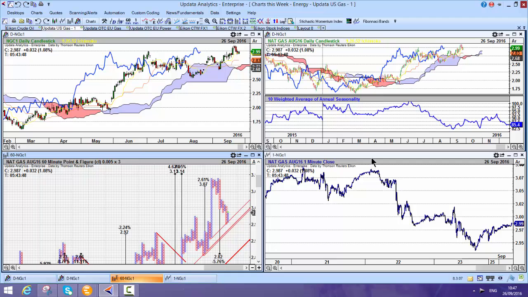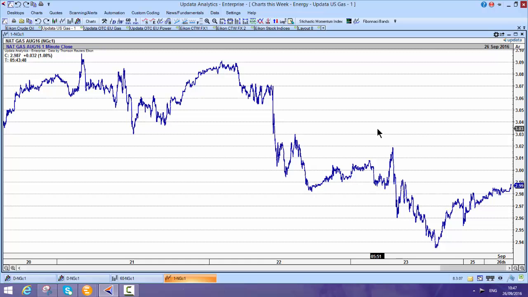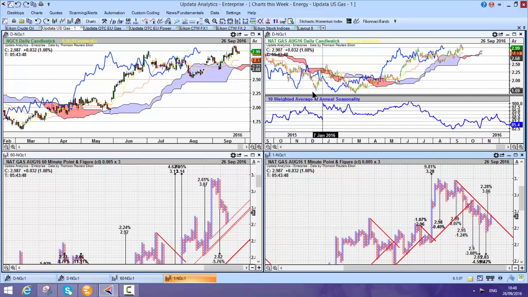And again, if you're trading NatGas, then the 1 minute chart is going to be your chart to watch. And we do have some resistance here and quite a few downside targets back into the 2.80s. Keep an eye on that 1 minute chart this week just to get a handle, but at the moment quite a tough call on US NatGas.